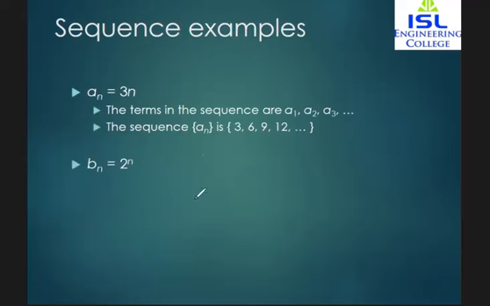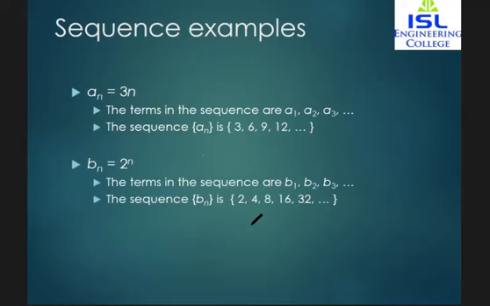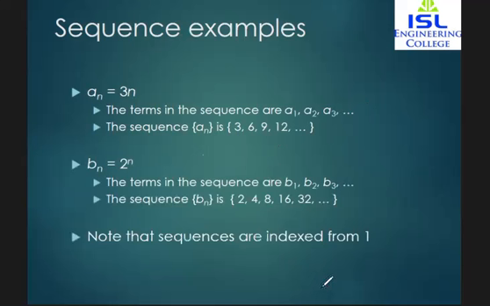Now bn is 2 power n, so b1 will be 2 power 1, b2 is 2 square, and this goes on. So basically this sequence is the powers of 2. So it is 2, 4, 8, 16, 32. And note that the sequences are indexed from 1. Okay, so whenever we are speaking about sequences, we are supposed to start from 1. Sometimes we can also start from 0.